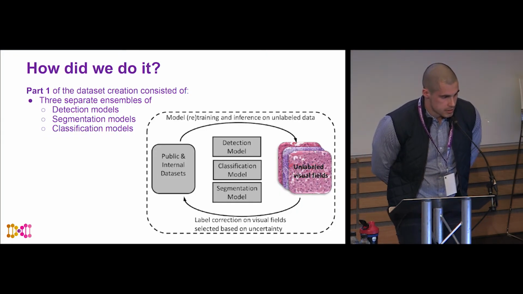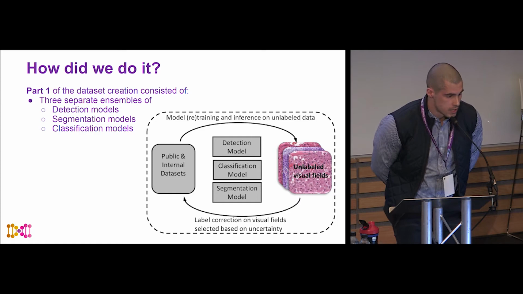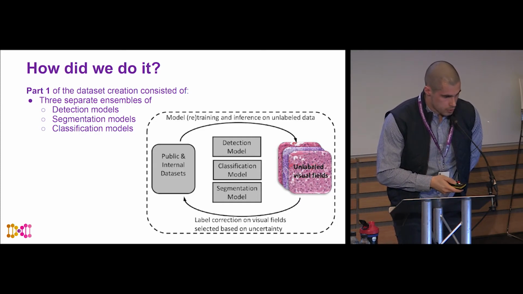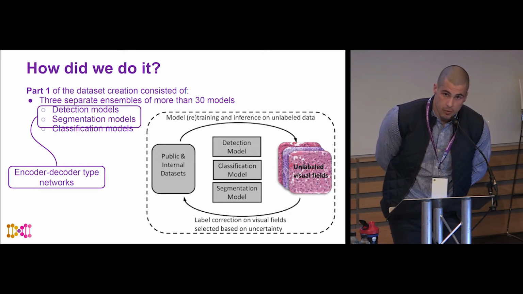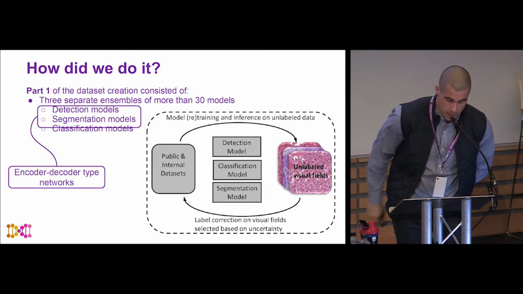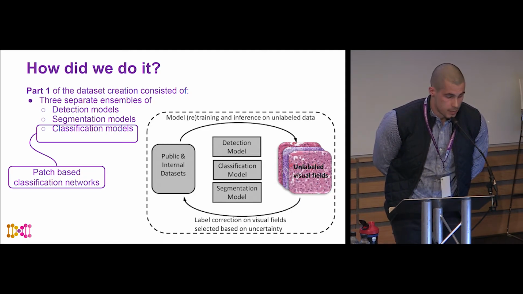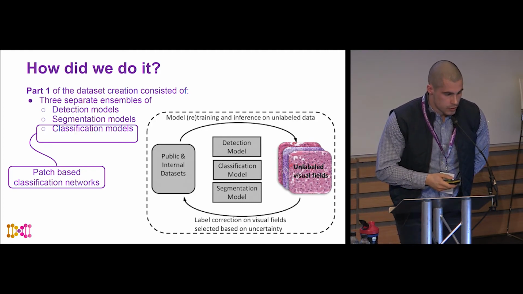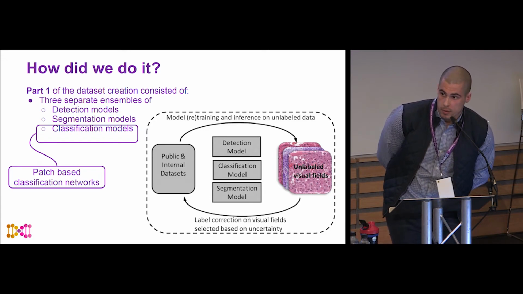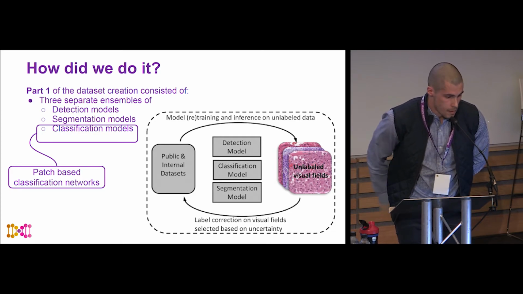So the first part consisted of 3 separate ensembles, which is just multiple models for a specific task. These were detection models, segmentation models, and classification models, which we trained on public and internal data sets that we have available. Detection and segmentation models were encoder-decoder type networks, and classification models for classifying the nuclei were patch-based classification networks, mainly ResNet, if anyone is interested. We trained this on the data sets that I talked about earlier, such as Kumar and the colon data set that we have internally, as well as the breast data set.